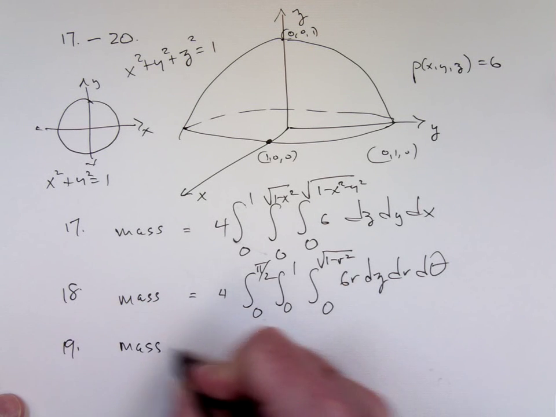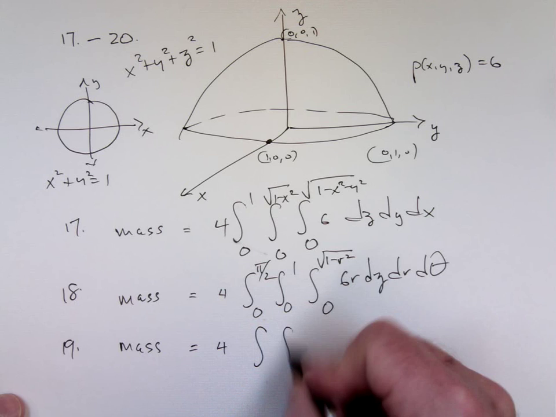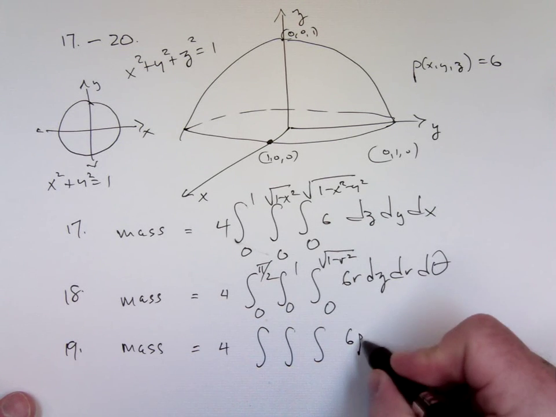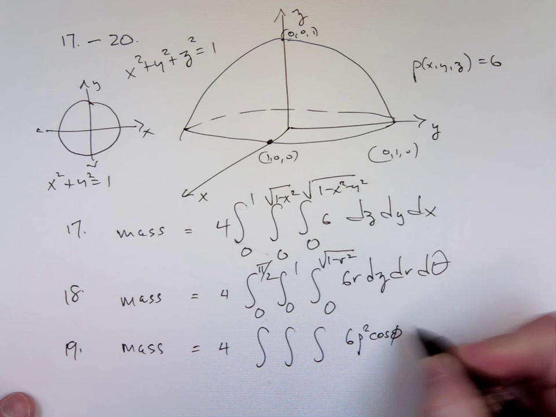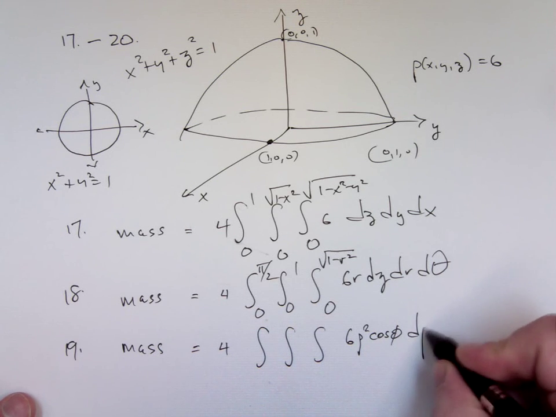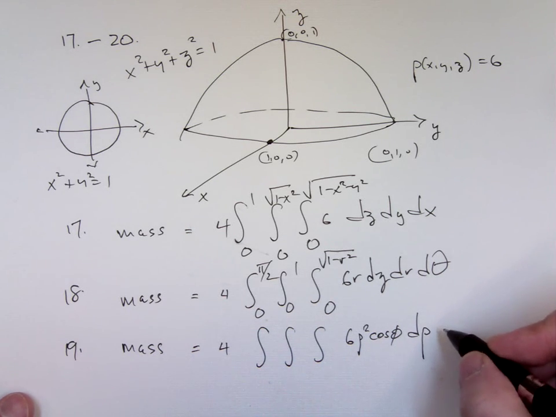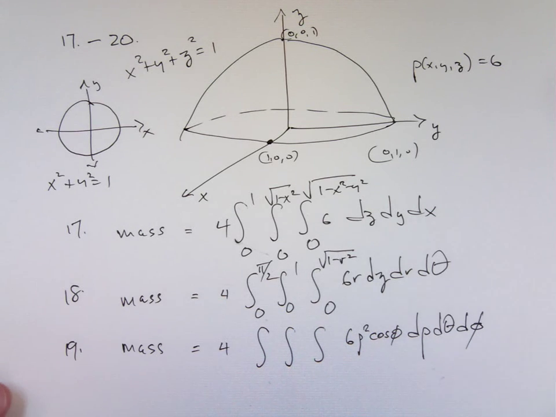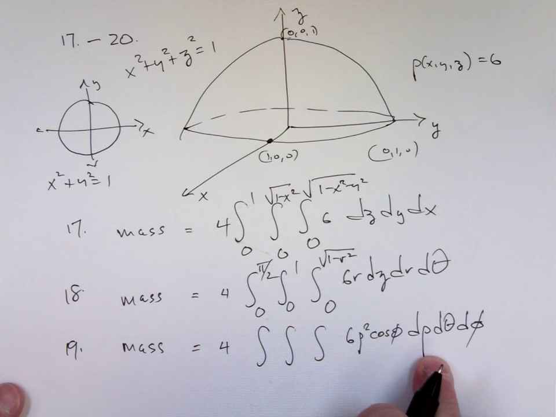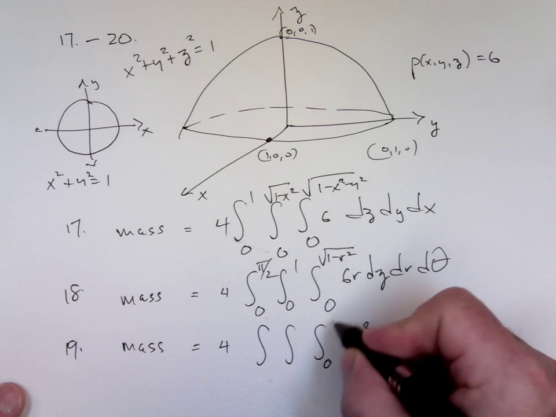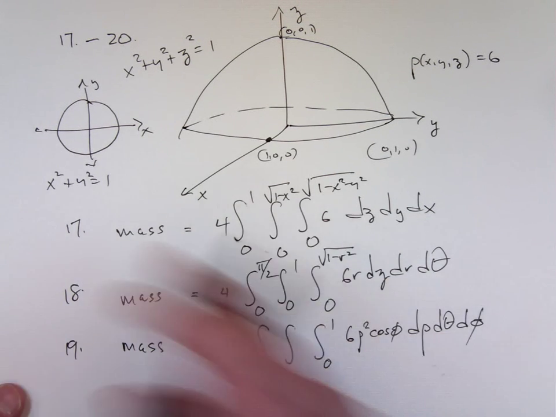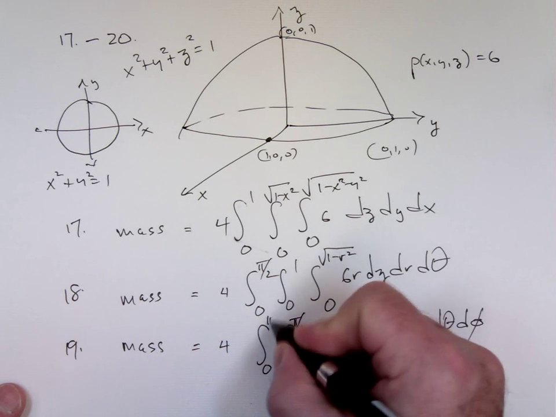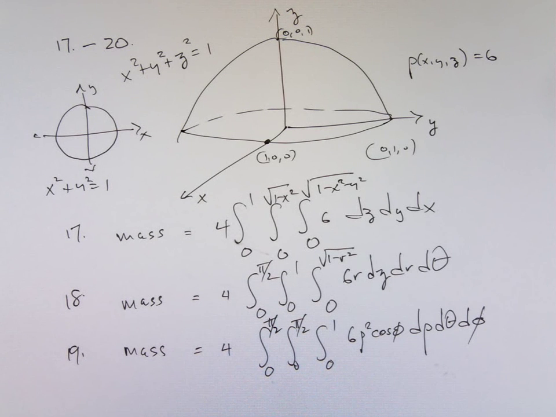Spherical coordinates, 4 times the triple integral. We still have a 6 here, but now we have a rho squared cosine phi, integrating factor. We have a d rho d, and I told you to use d theta first, although it doesn't make any difference at all. Okay. Rhos, 0 to 1. Thetas, 0 to pi over 2. Phis, 0 to pi over 2. Okay? And that looks to be the easiest of all.